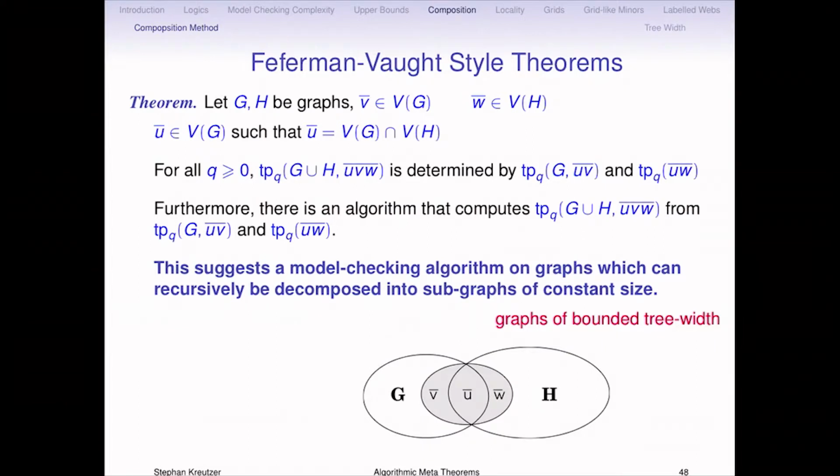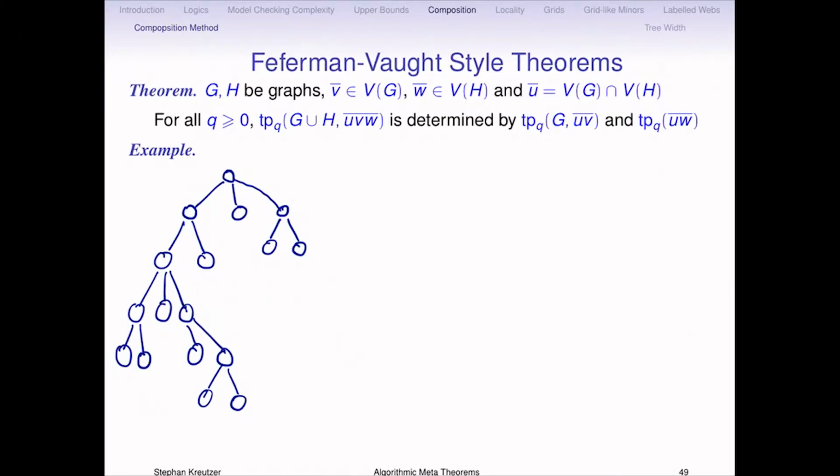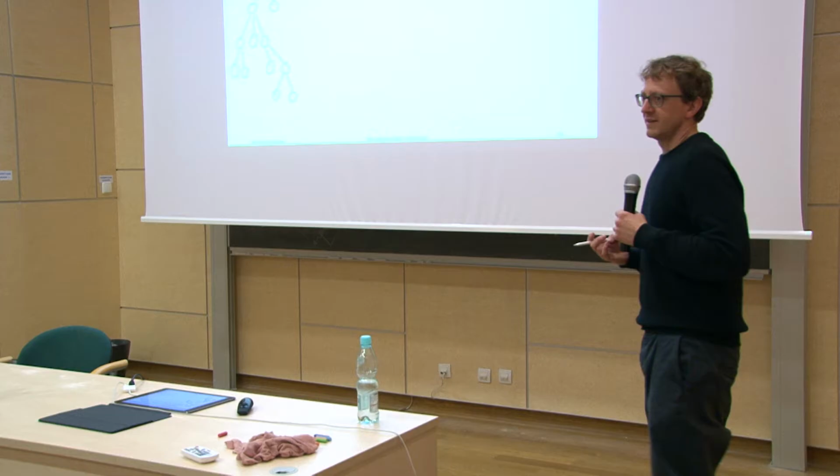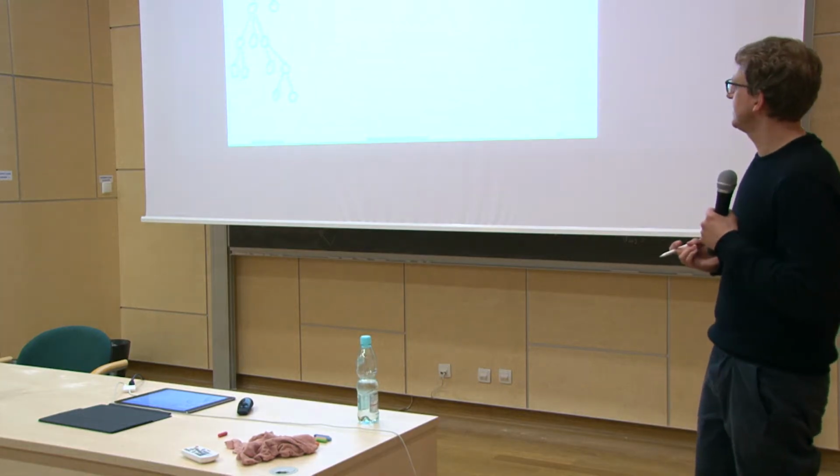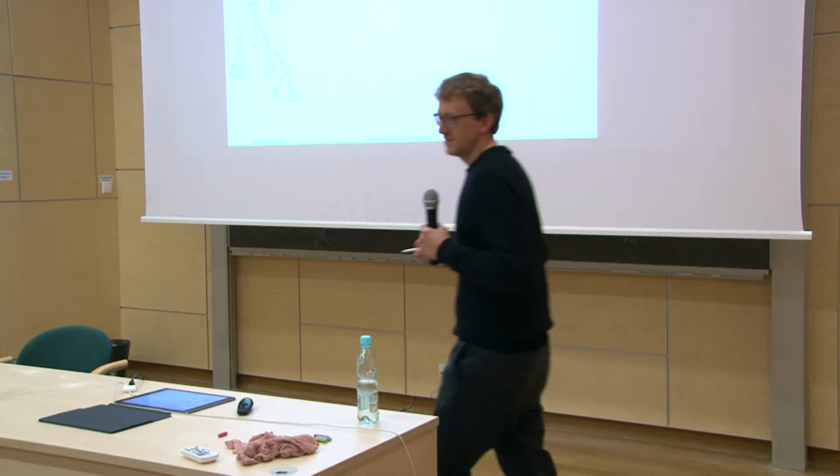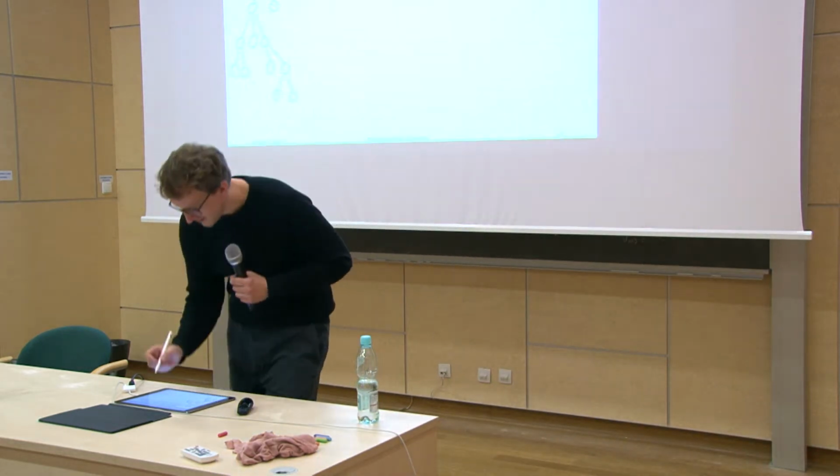You use a theorem to model check on graphs which you can decompose into smaller subgraphs. Yeah? The prime example would be trees. But if all you care about are sentences, why bother with V, W and U here? Why not take them to be the empty tuples? Because it wouldn't work. Yeah?